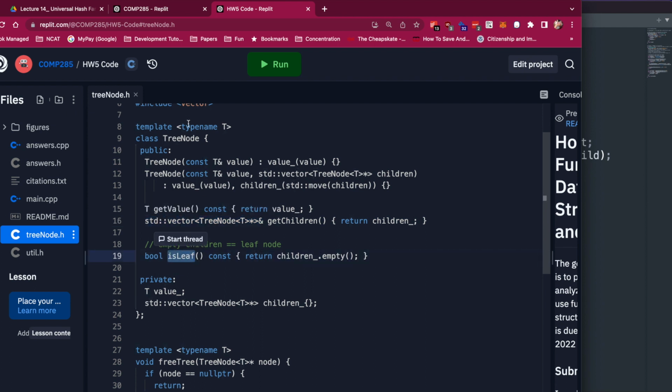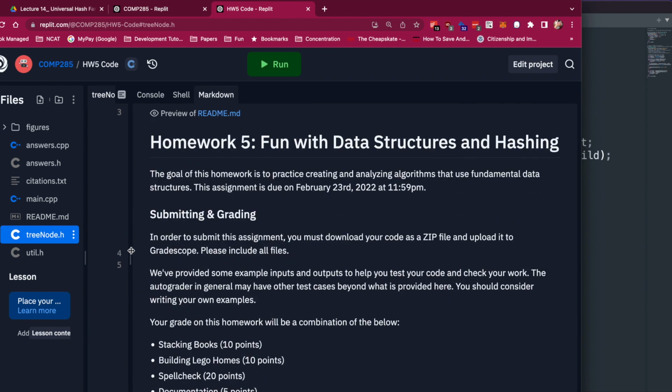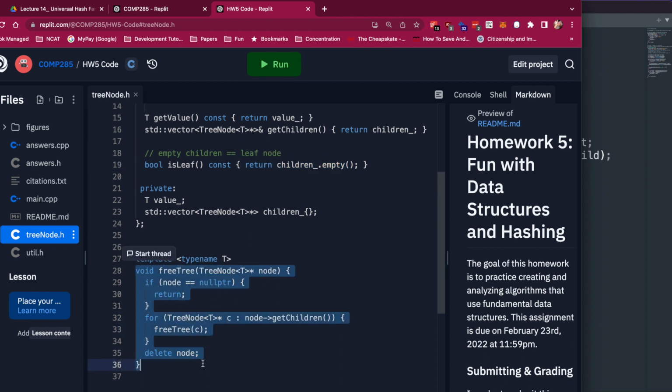And then you can also check to see if the tree node is a leaf, which we define as one that has no children. So if you have no children, then you are a leaf, right? And basically, if you understand that, then you understand the entire trie. You can look at this function free tree to get a sense of how you might recursively solve some of these problems. This function is actually recursive. It first checks the base case, which is if my node is a null pointer, then I'm done. Otherwise, it frees all of the children, and then it deletes itself.